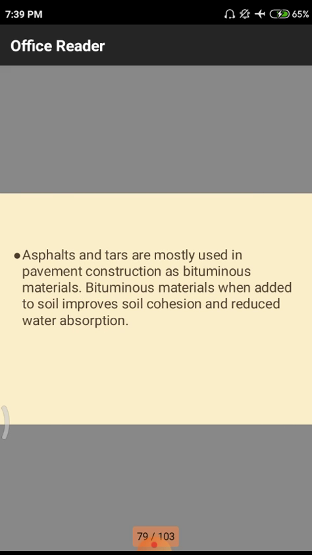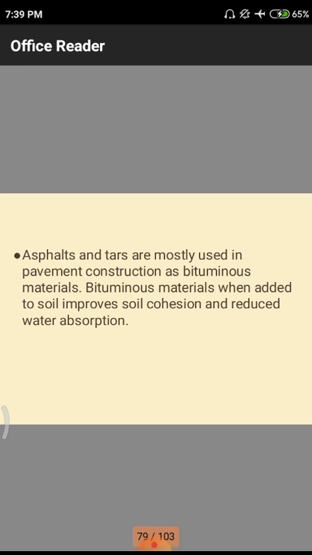Next one is the asphalts and tars, which are mostly used in pavement construction as a bituminous material. Asphalt and tar have slight modifications in their particle sizes and chemical contents, so those two are mostly employed in the construction of BT roads, that means bitumen tar roads, as binding materials.